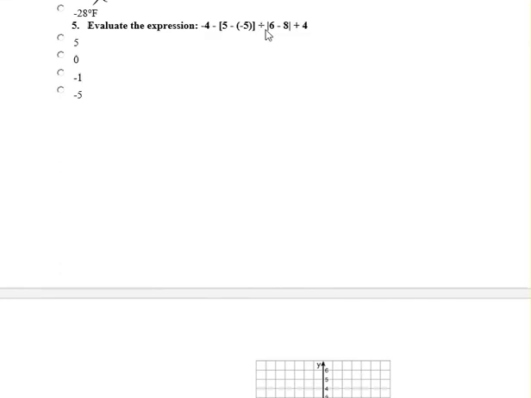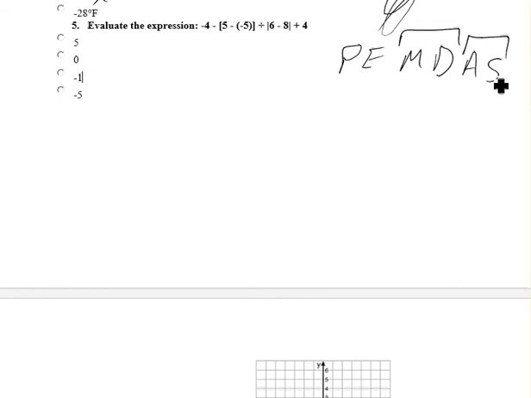Ta-da! Okay, evaluate the expression. Remember, I said this is order of operations, PEMDAS: parentheses, exponents, multiplication and division, and we do those at the same time, left to right. And then addition, subtraction, we do those at the same time, left to right. Okay, parentheses. Yeah, we can't do anything inside that parenthesis, but we have brackets here. So let's do what's in the bracket.